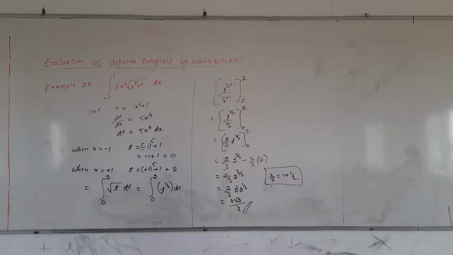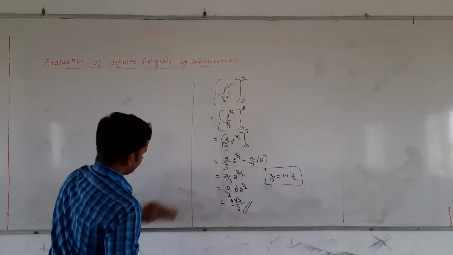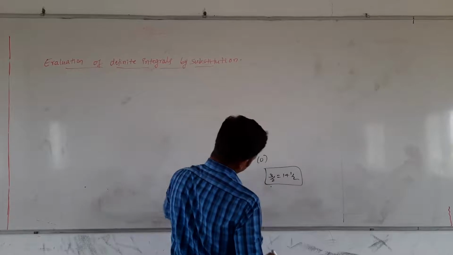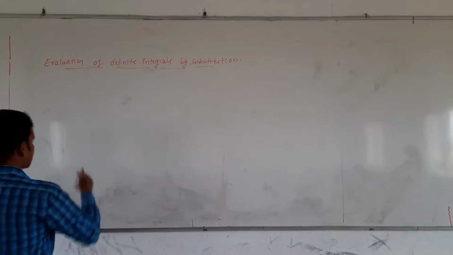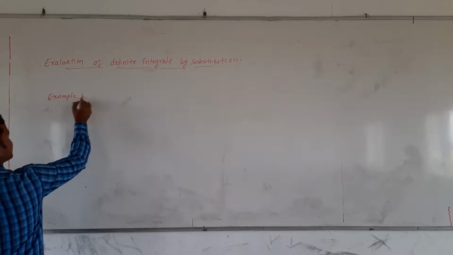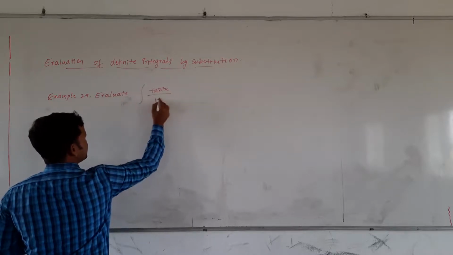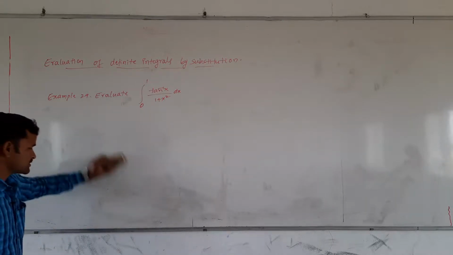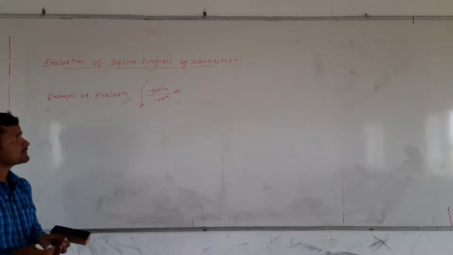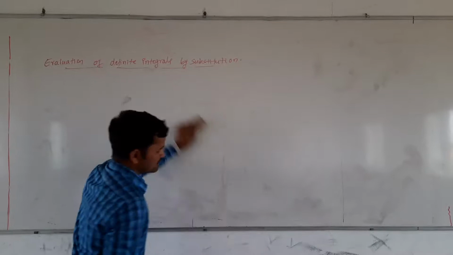Next, move on to example 29. Example 29 is very simple. Evaluate the integration of tan inverse of x by 1 plus x square into dx from 0 to 1. How will you integrate it? We can go with integration by substitution. You substitute t equal to tan inverse of x, and we will get 1 by 1 plus x square into dx. Change the upper limit and lower limit, and you will get the answer. I am leaving it to you.